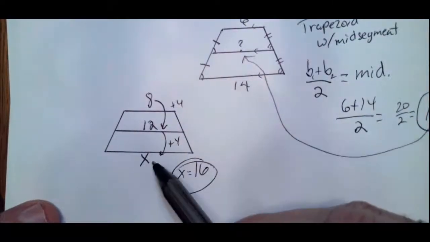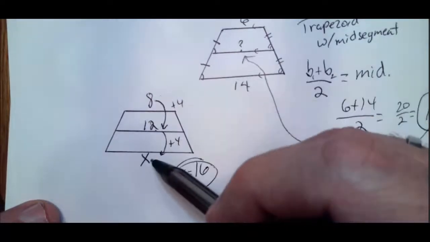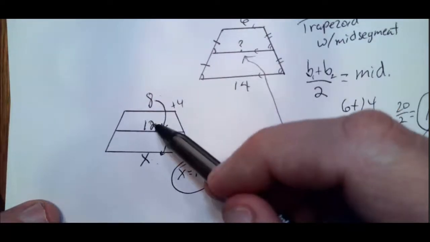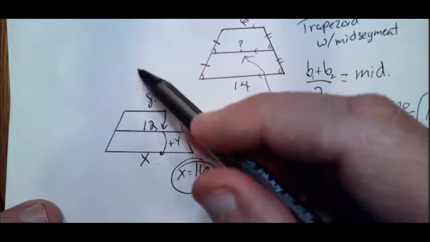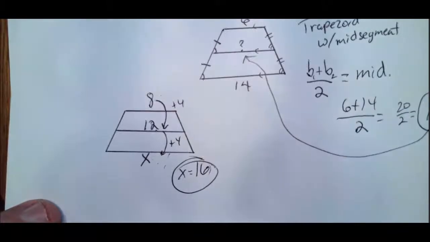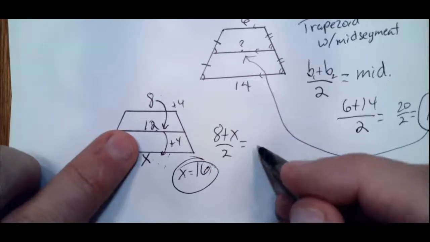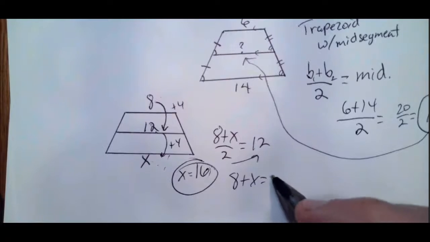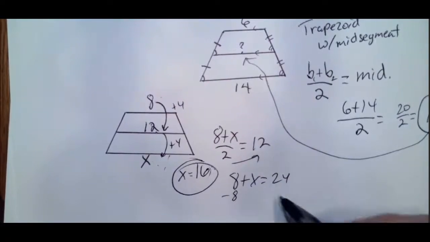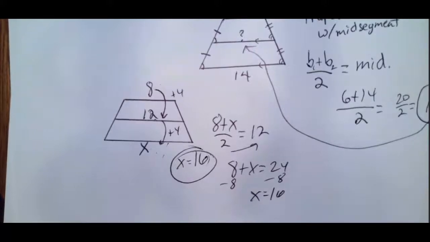Even if I went backwards, if 16 was here and 12 was here and I wanted the top, 16 minus 4 is 12, so 12 minus 4 is 8. So you subtract to get smaller and add to get bigger. Look, if that confused you, then just use the formula. Base plus base divided by 2 is equal to the mid-segment. So you multiply this, 8 plus x is 24, minus 8, that will give you 16.